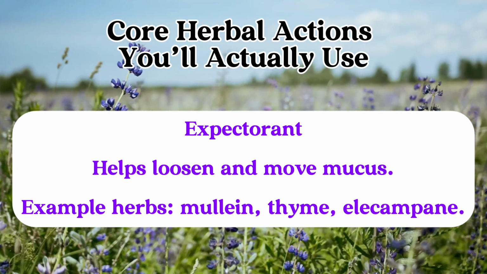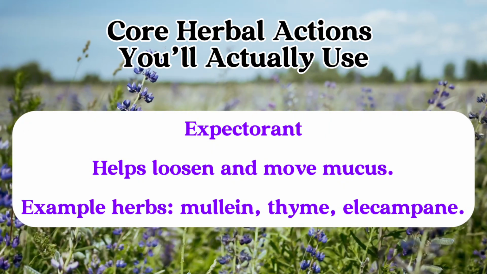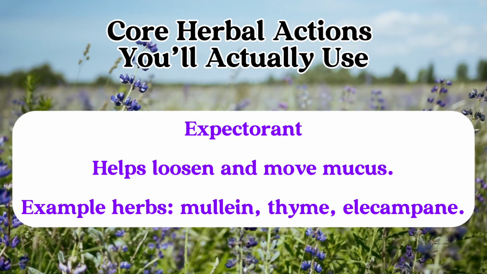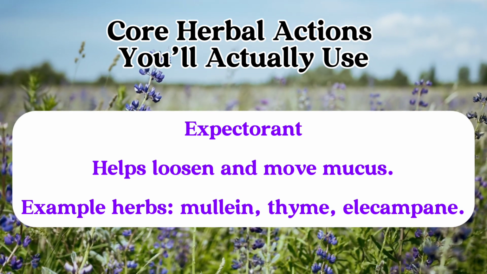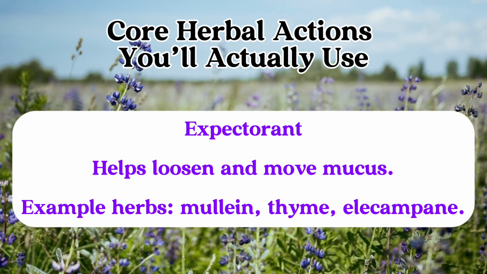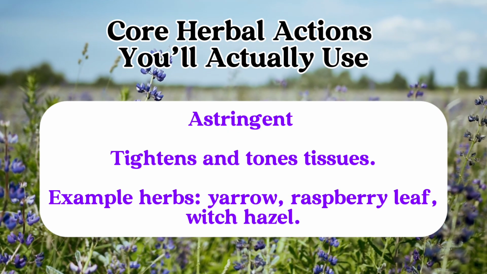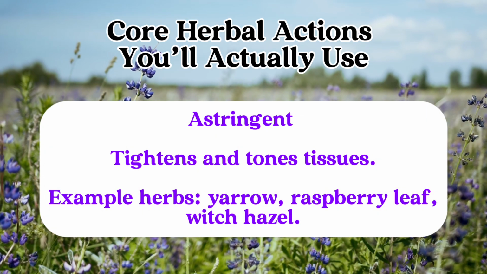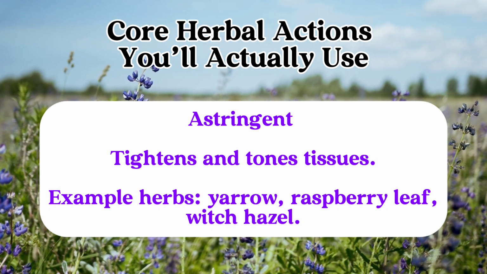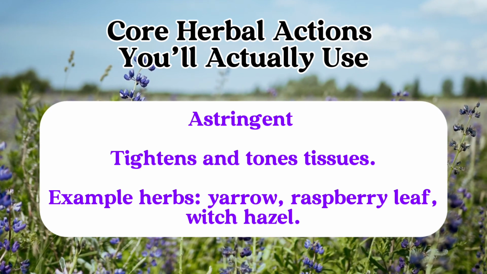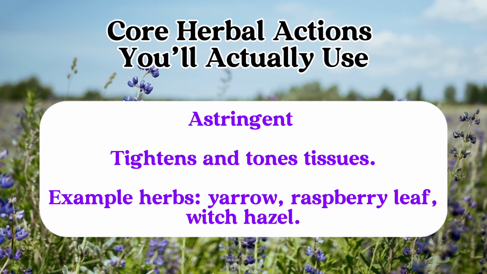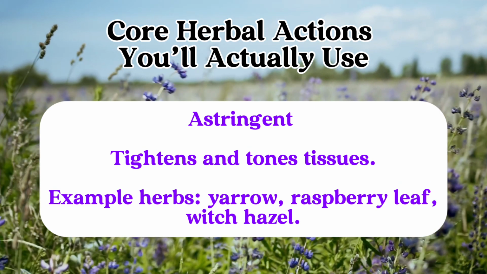An expectorant helps loosen and move mucus. Example herbs are mullein, thyme, and elecampane. Real life use, when you've got that sticky cough, mullein tea helps clear the lungs. An astringent tightens and tones tissues. Example herbs are yarrow, raspberry leaf, and witch hazel. Real life use, raspberry leaf tea helps tone uterine muscles. Yarrow helps stop minor cuts from bleeding.